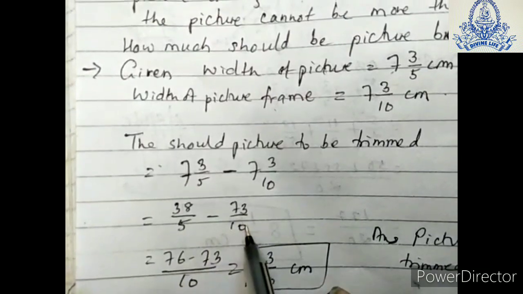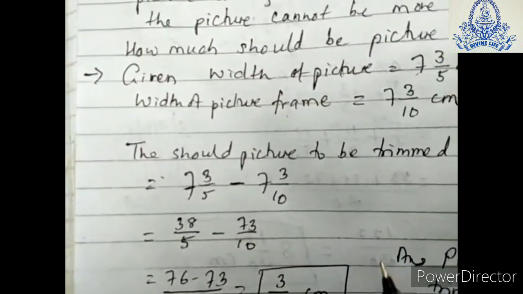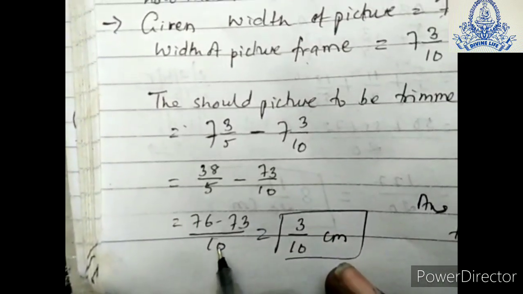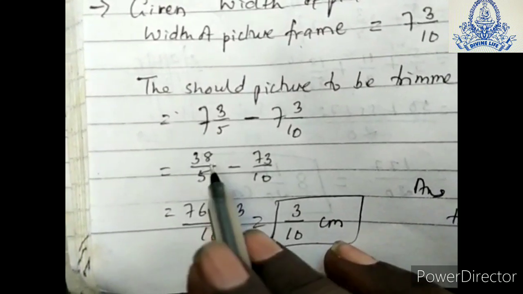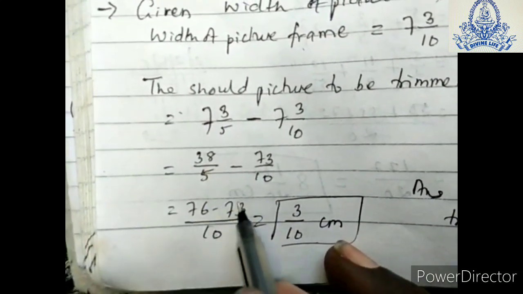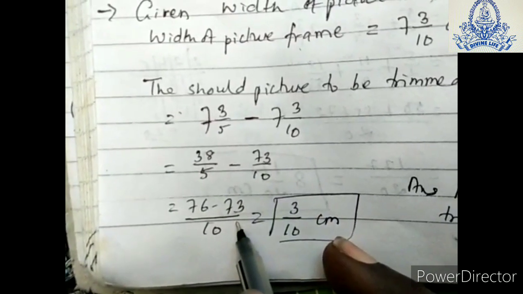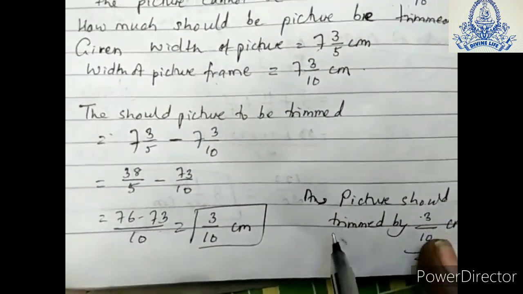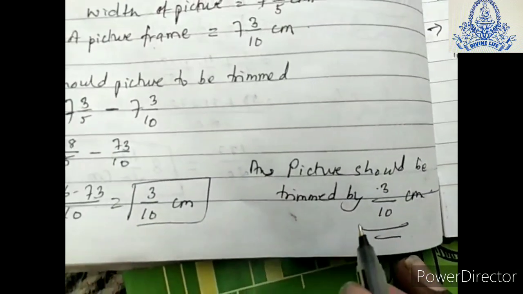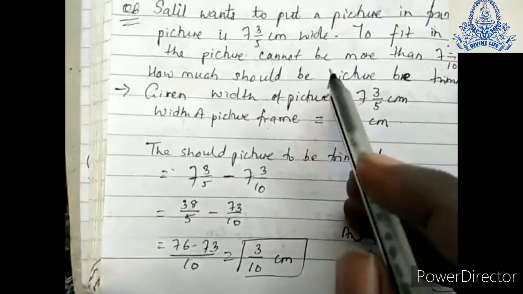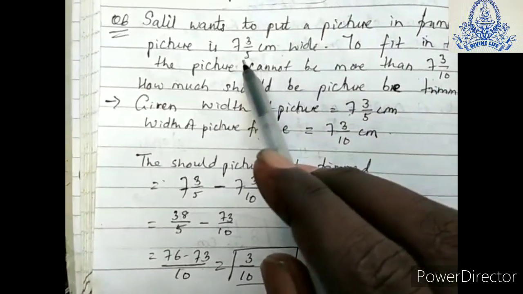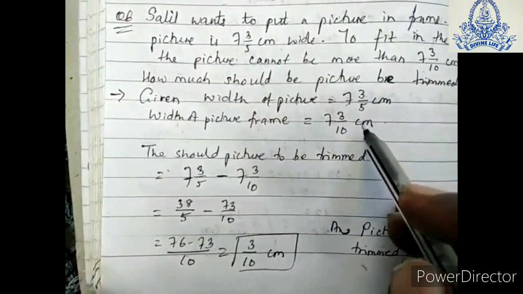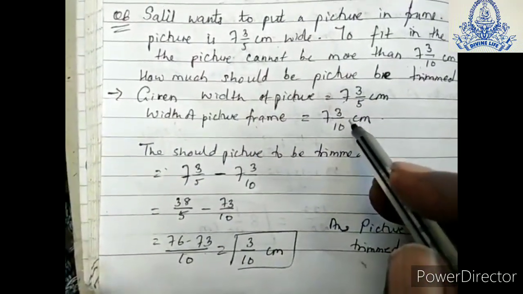So we get 5 and 10 in the denominator place, and as we take the LCM of 5 and 10, 10 is their LCM. In the same way, 5 twos are 10, that is 2 multiplied by 38, we will get 76 minus 73, as it is given. 76 minus 73, we get 3 upon 10 centimeter. The picture should be trimmed to fit into the frame by 3 by 10 centimeter. So the whole picture, the 7.3 by 5 size picture, we have to trim by 3 upon 10 centimeter. Then it will fit in the frame 7.3 by 10.